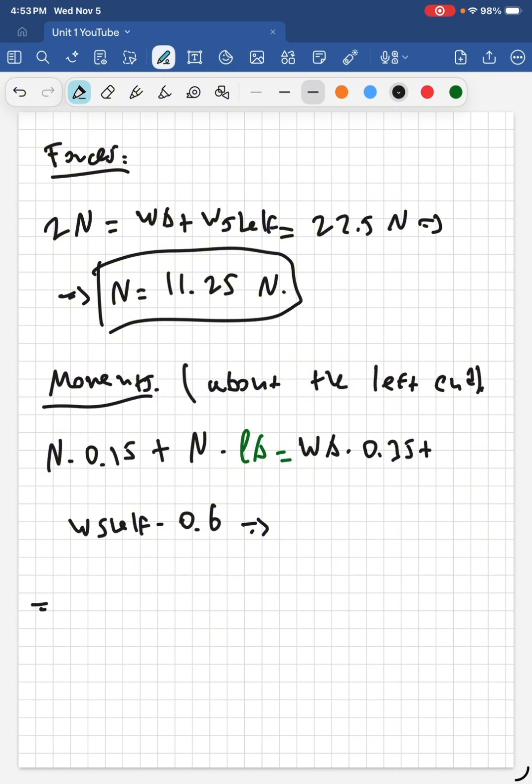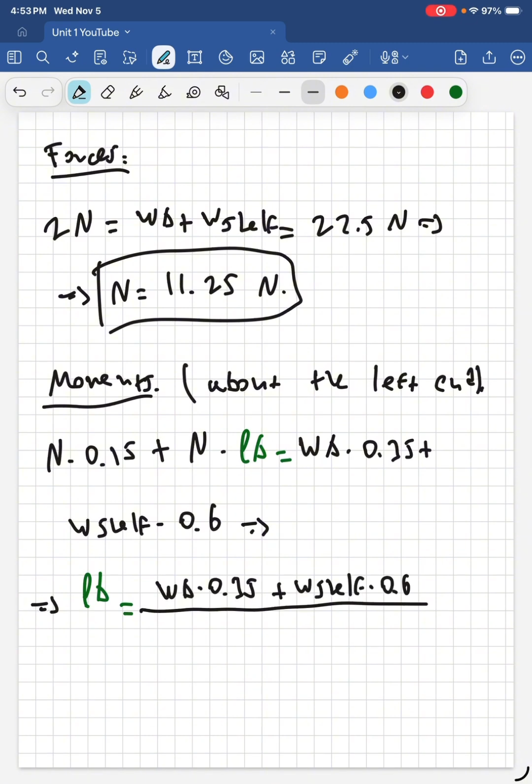So LB, since I used green, let's use green, is going to be WB times 0.35 plus W shelf times 0.6 minus N times 0.15, all over N. Okay, and this ends up being equal to 0.86 meters. Okay, and that's the answer.